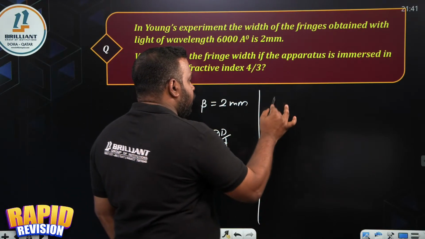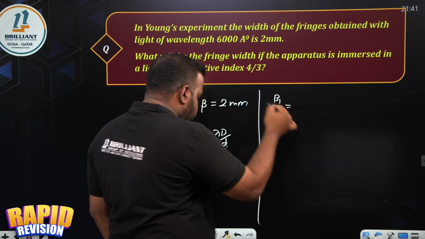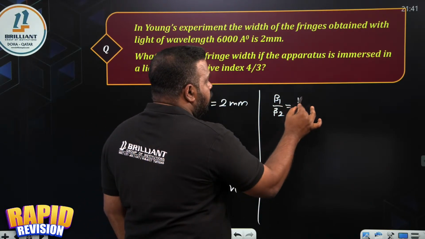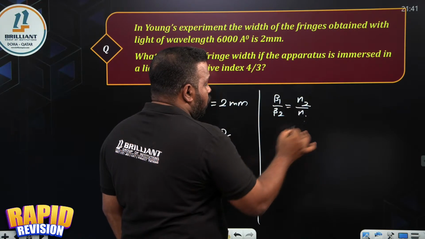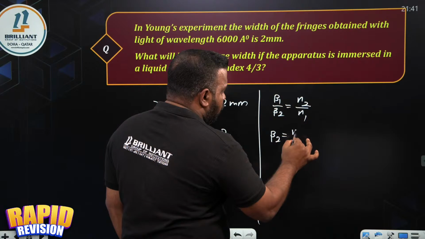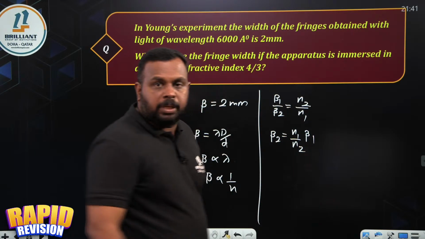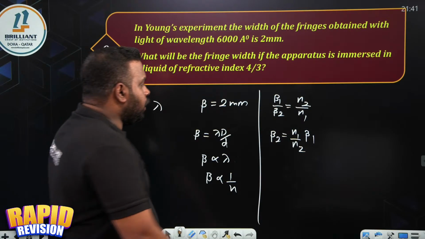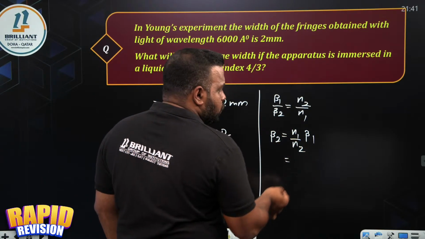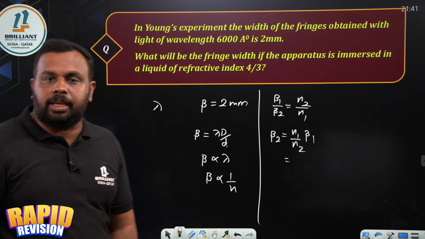So what can we write? Beta 1 by beta 2, since they are inversely proportional, will be n2 by n1. So beta 2, the new fringe width, will be equal to n1 by n2 into beta 1. Here n1 is 1 only, n2 is given as 4/3, and beta 1 is given. You can substitute and find the answer.